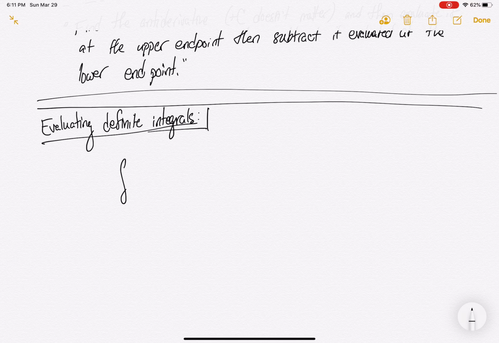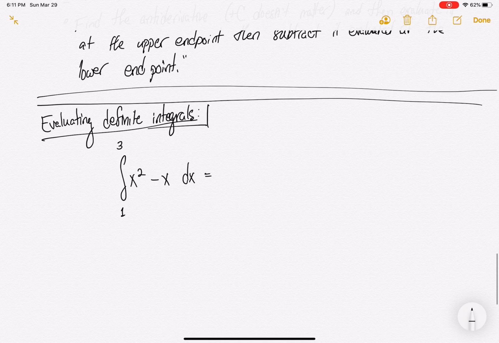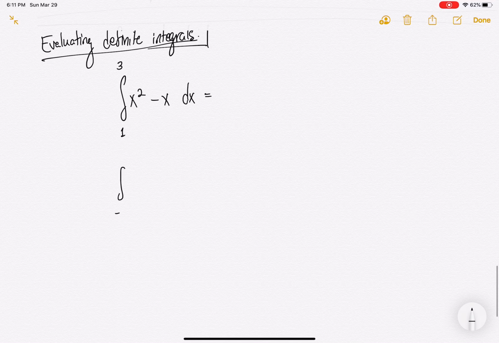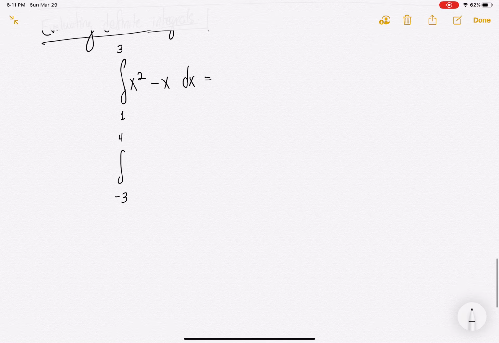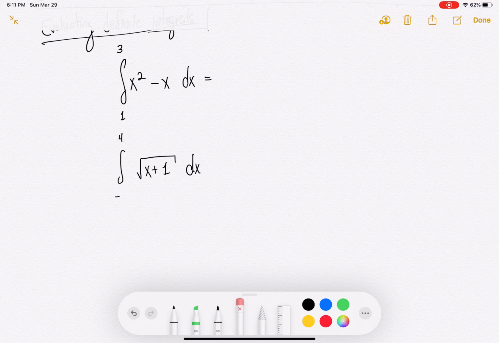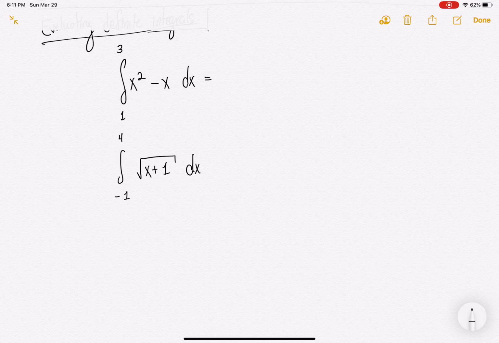So let's just find a couple examples. 1 to 3 of x squared minus x dx. Let's do -3 to 4 of, let's do the square root of x plus 1 dx. Oh, I can't do -3 there. It'd be the square root of a negative number. -1 to 4, the square root of x plus 1 dx.